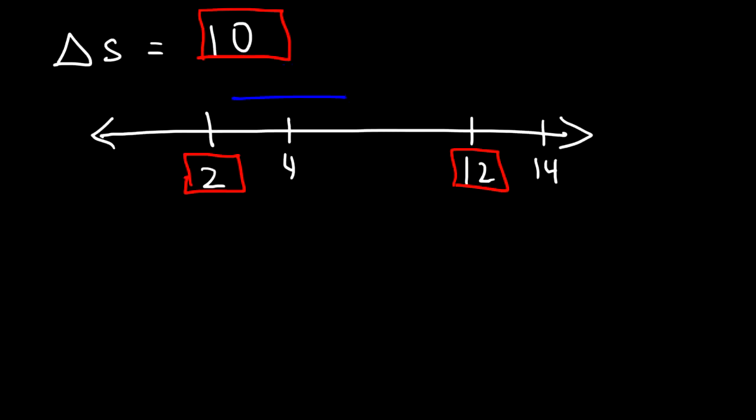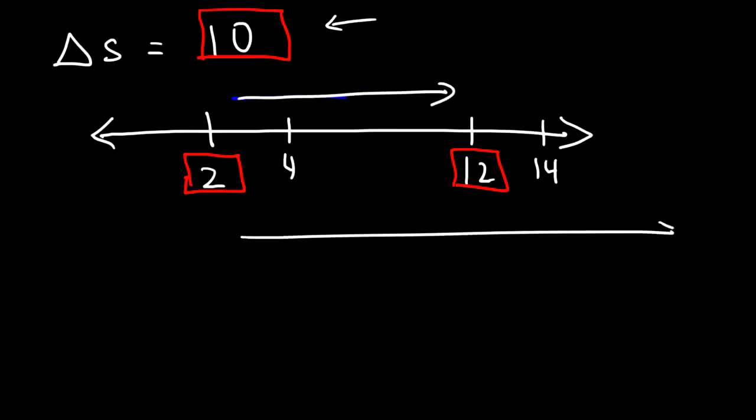So this number doesn't tell you how you got from where you started to where you ended. It doesn't tell you the path. It simply tells you the change in position. You could have taken the direct path. You could have gone to the right and then to the left. I mean, there's an infinite number of ways in which you can go from 2 to 12. You could have taken a curved path. The 10 doesn't tell you what path you've taken. It tells you just the change in position.